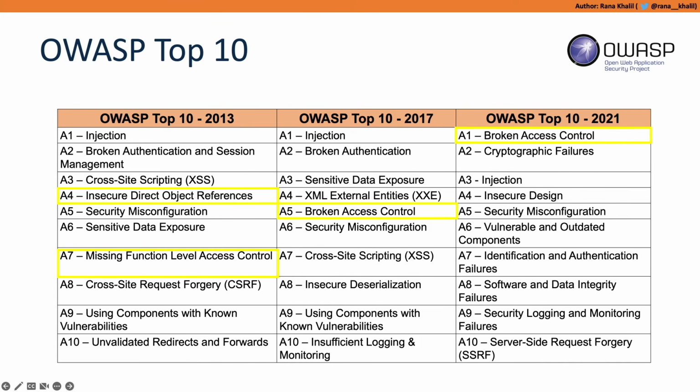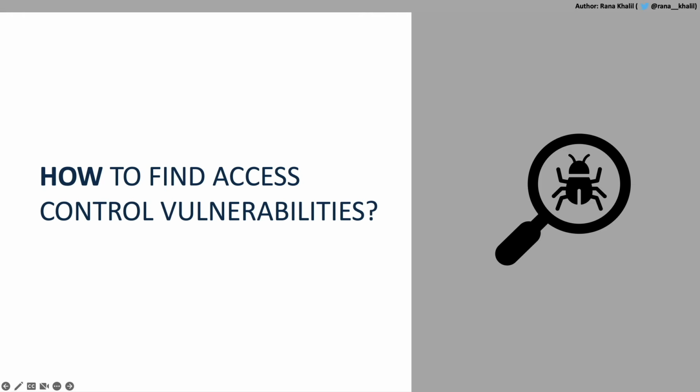Alright, in the past couple of slides, we discussed what broken access control is, the different types of access control vulnerabilities, the impact of access control vulnerabilities, and how common and critical these types of vulnerabilities can be. In this section, we'll discuss how to find access control vulnerabilities. So imagine you've been given an application and asked to test it. How would you go about testing this application to see if it's vulnerable?